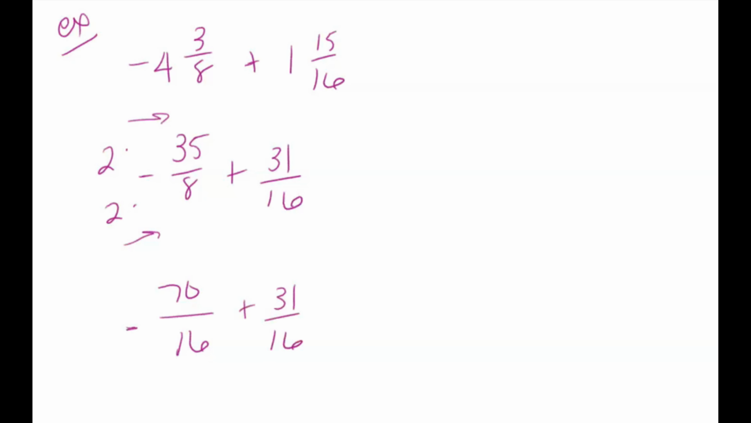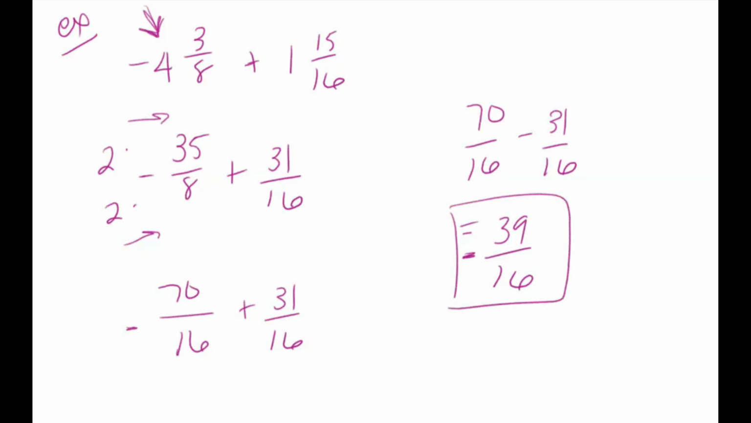Okay. So now we have improper fractions with the same denominator. And now my rule says subtract them and keep the sign of the larger. So the larger number is this guy, 4 3/8. So over here, I'm going to subtract, actually. So 70 minus 31 is 39/16, and we keep the sign of the larger, which is negative. And again, don't feel like you have to convert that into a mixed number.